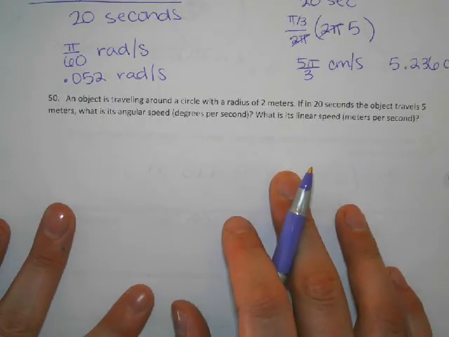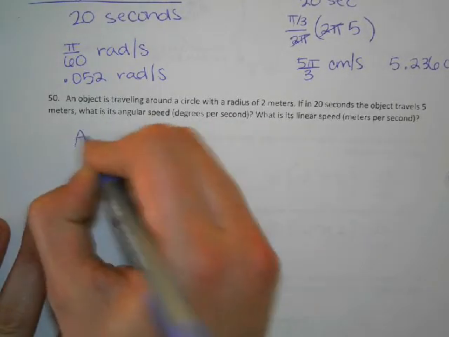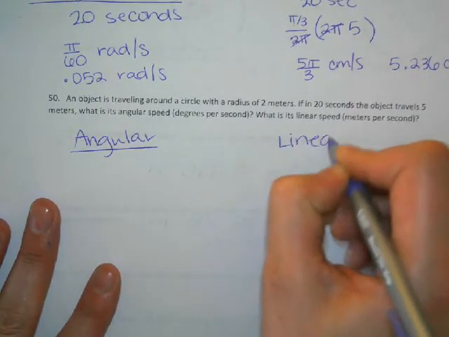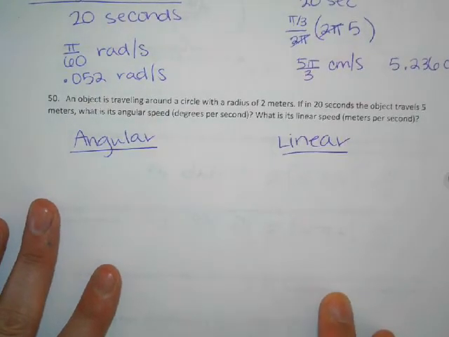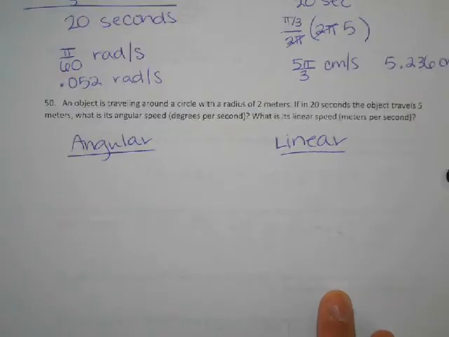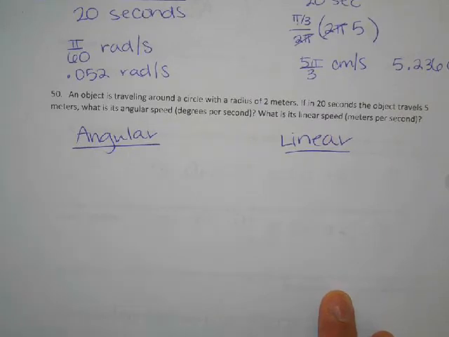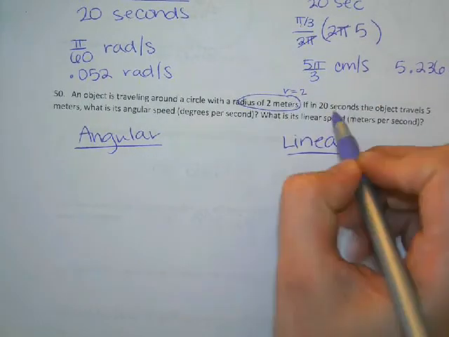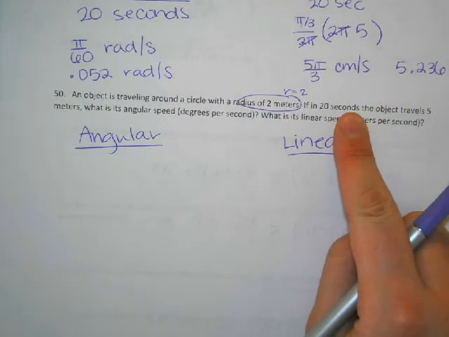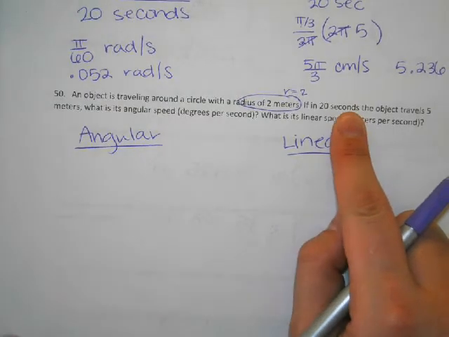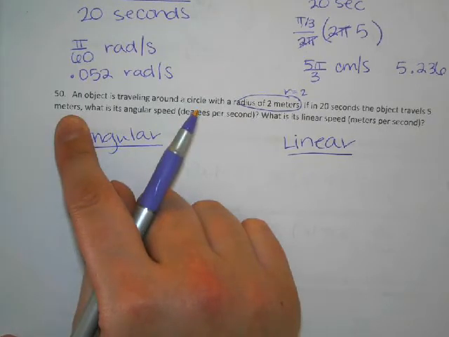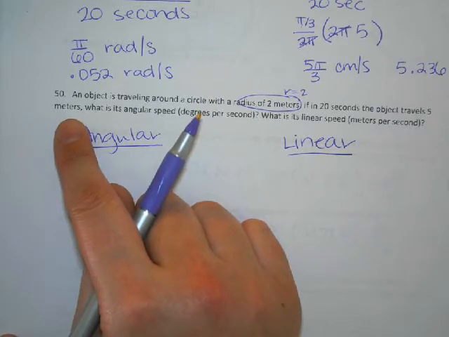Okay, so same thing in number 50. They're going to ask us about angular speed again, and they're going to ask us about linear speed again. So now we just have to read the problem and see what information we have. It says an object is traveling around a clock with a radius of 2 meters. So I have r equals 2. In 20 seconds, the same amount of time we had in the last problem, the object travels 5 meters.